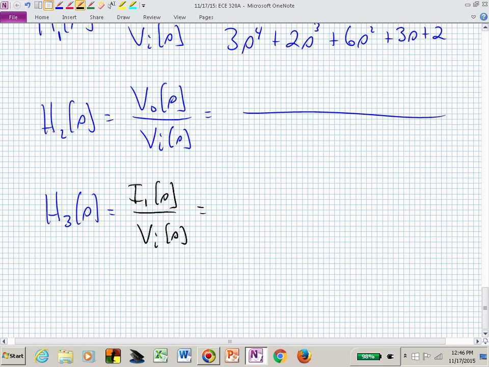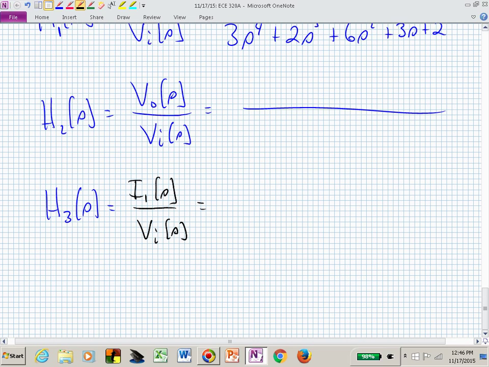Yes, it's going to be the output over the input. That's your transfer function. So if you now multiplied that transfer function, H sub 3, by your input, that produces your output. That's the whole idea behind this transfer function. Let's say H sub 3 is I1 over V sub I. If you need I1, just multiply H3 by V sub I. Then inverse Laplace transform, and what does that give you? That gives you the complete response for that input.